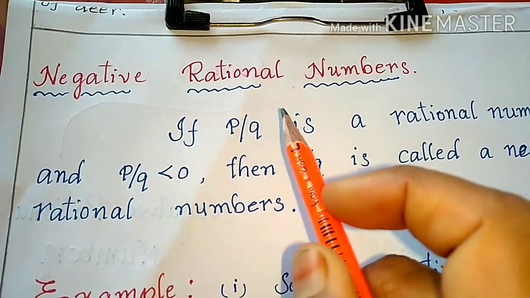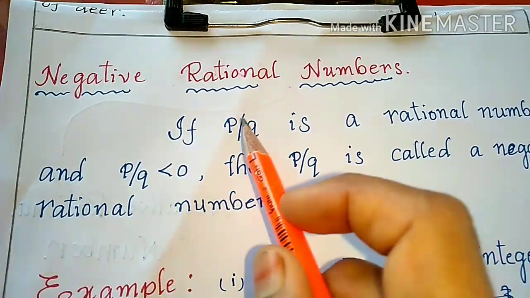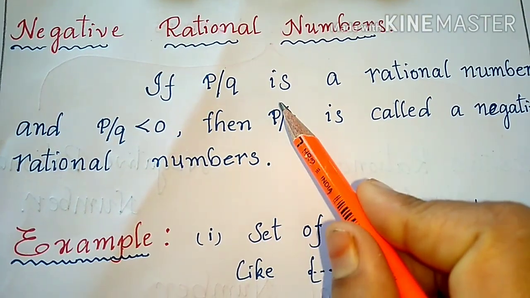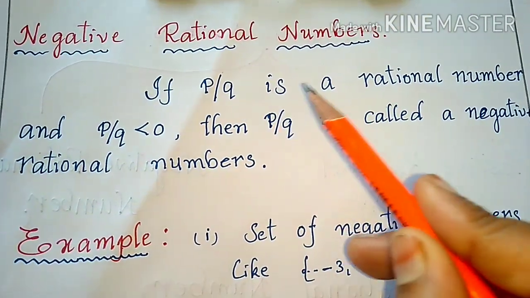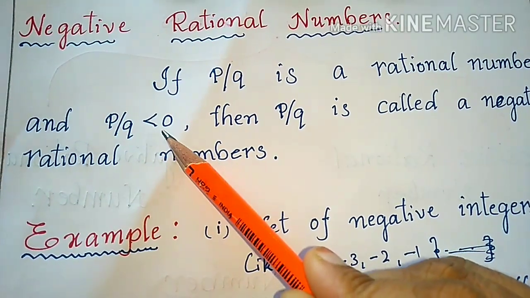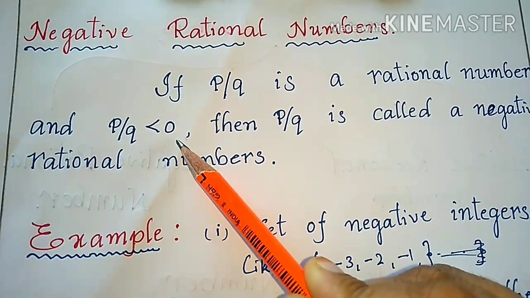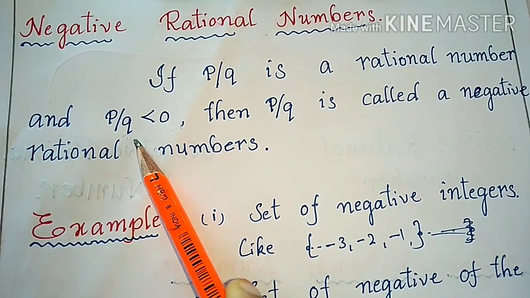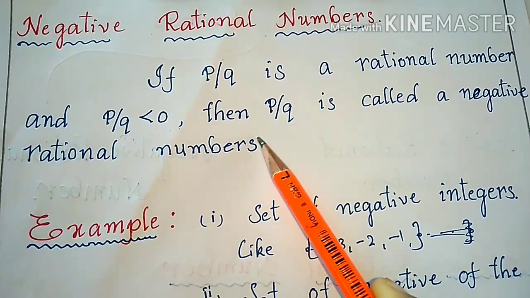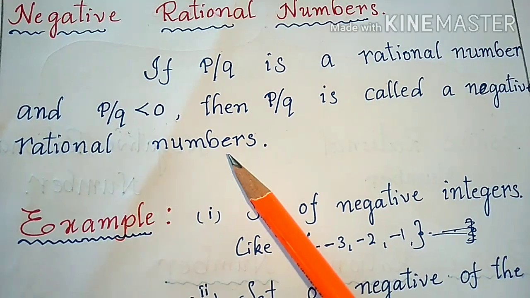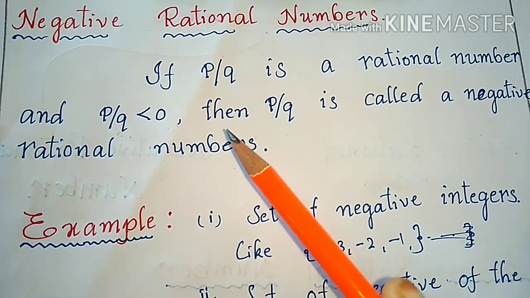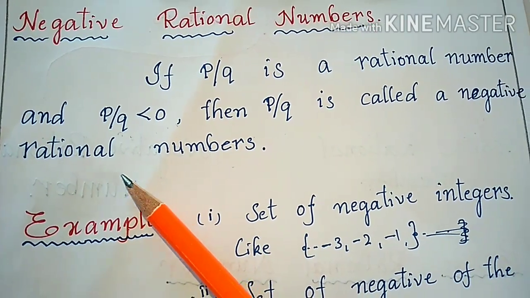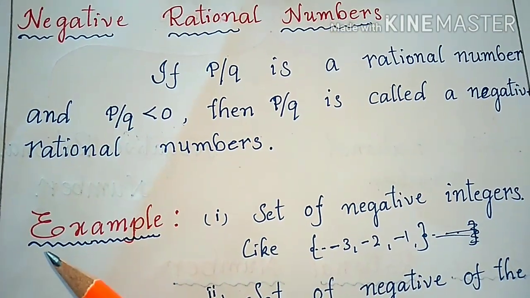The topic is negative rational numbers. The earlier topic was positive rational numbers; now, negative rational numbers. If p by q is a rational number and p by q is less than 0, meaning the value is below 0, then p by q is called a negative rational number. Okay children, did you understand? Positive rational numbers are values above 0; negative rational numbers are values below 0.